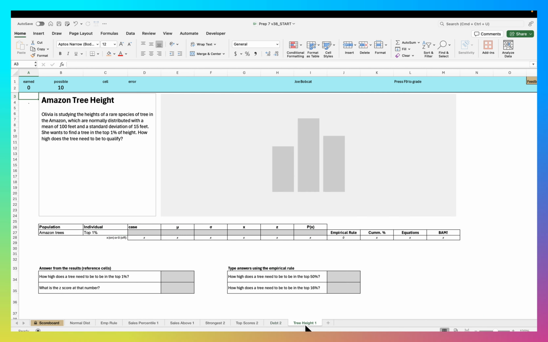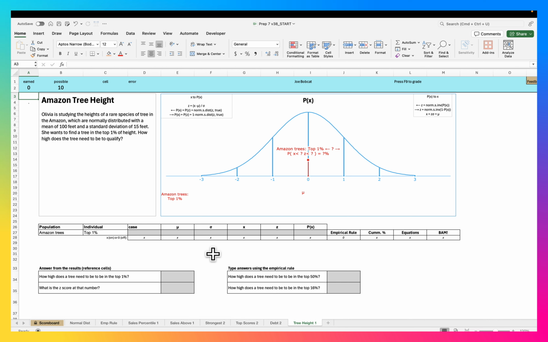All right, and our last problem. So here we're studying the Amazon tree height. Now Libby is studying the heights of a rare species of tree in the Amazon, which are normally distributed with a mean of 100 and standard deviation of 15. She wants to find a tree in the top 1%. How high does the tree need to be to qualify? So this is different than every other problem that we've done so far in this unit, because now we're going to be using the equations on this side, because we're given the probability that we want, and then we're trying to calculate the x value that we want.